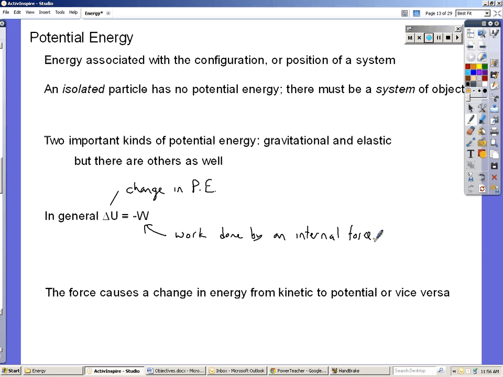And essentially what this force does is that in doing work, it causes a change in energy from kinetic to potential or vice versa. If the force is doing negative work, what it's doing is it's taking kinetic energy away and turning it into potential energy. So that's if work is positive. And if the work done by the force is negative, it's taking potential energy and it's turning it into kinetic energy.